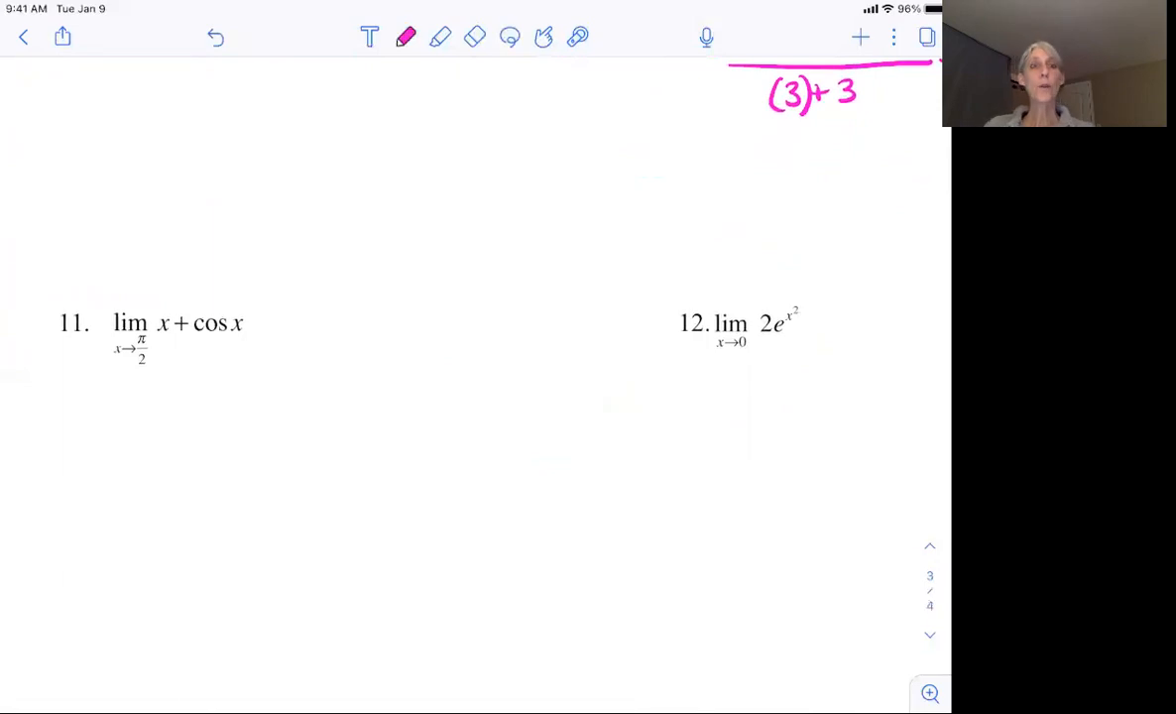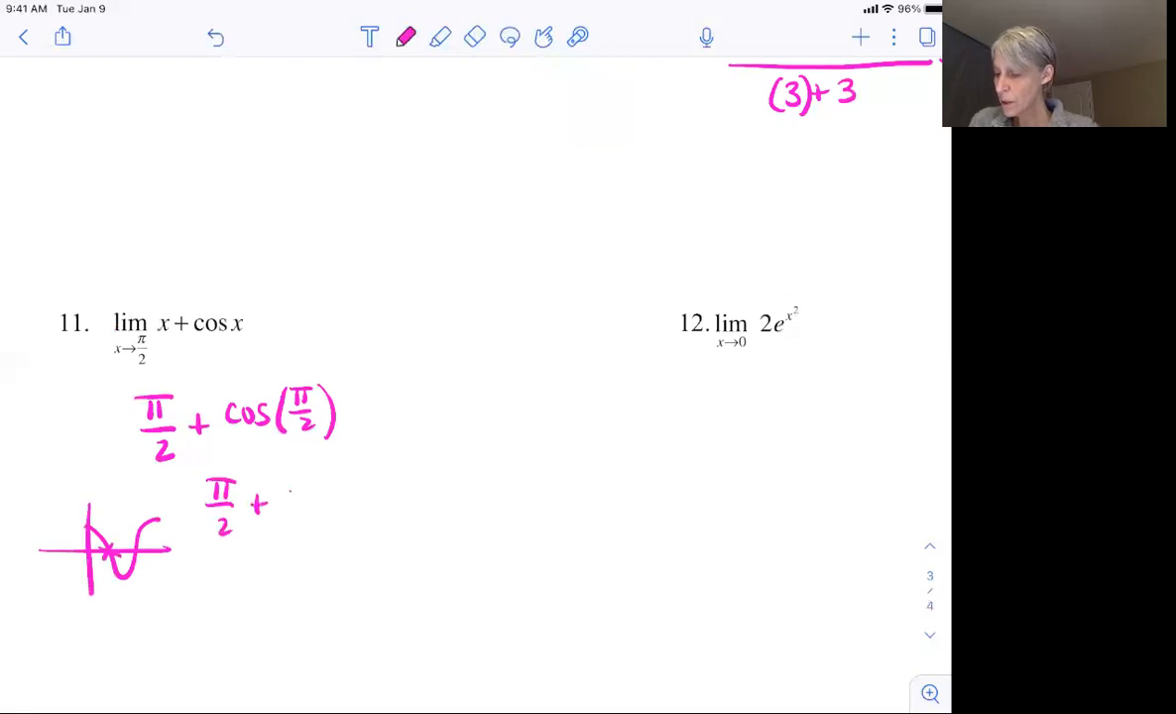The limit as x approaches pi over 2. We can plug into trig functions because we know how to evaluate them. So I get pi over 2 plus the cosine of pi over 2. Well, what is the cosine of pi over 2? 0. Pi over 2 plus 0. My answer here is pi over 2. Remember though, this answer, when it stands alone like this, is now a number. So this is really 3.14 divided by 2. This is not an angle measure.